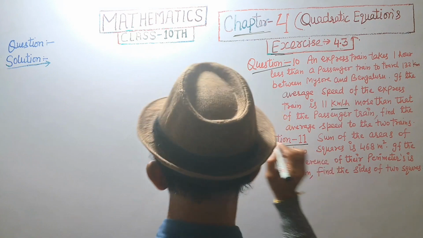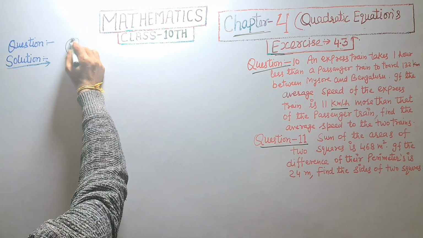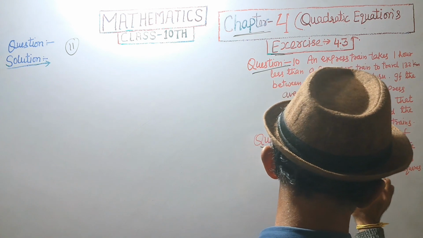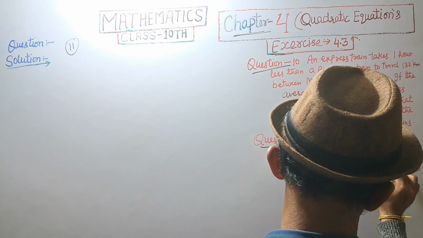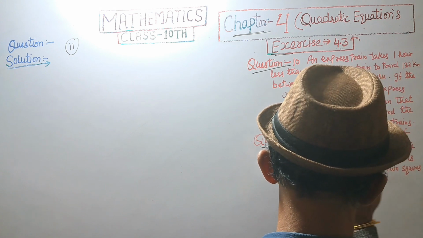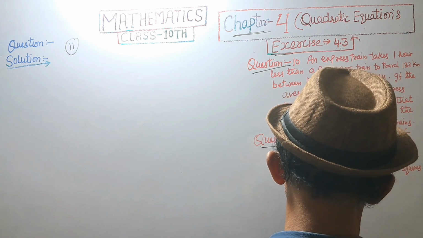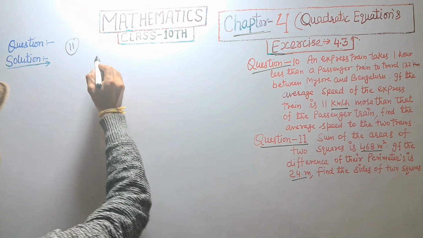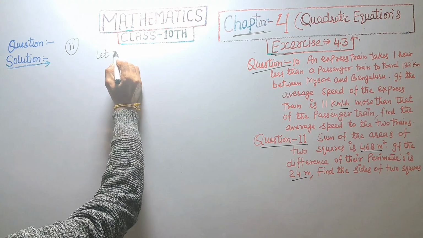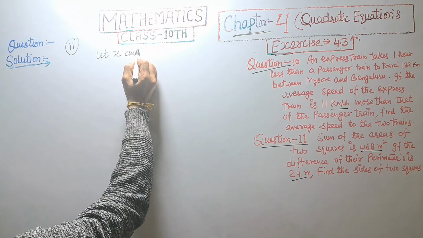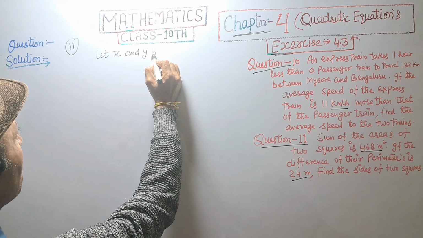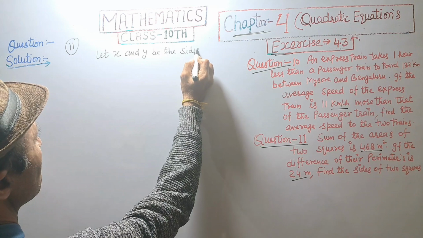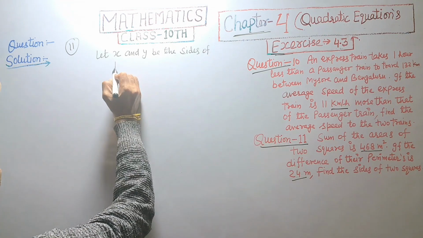Question number 11. Sum of the areas of two squares is 468 meter square. If the difference of their perimeters is 24 meter, find the sides of the two squares. Let x and y be the sides of the two squares.